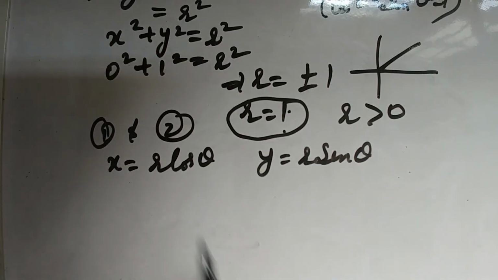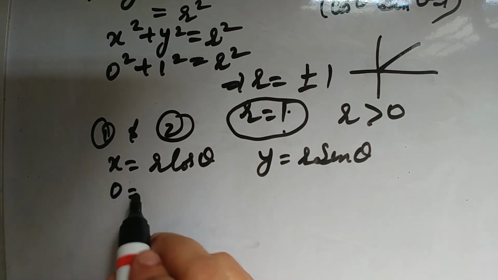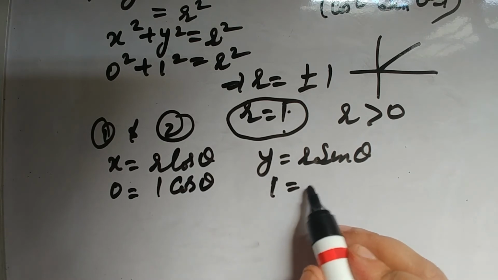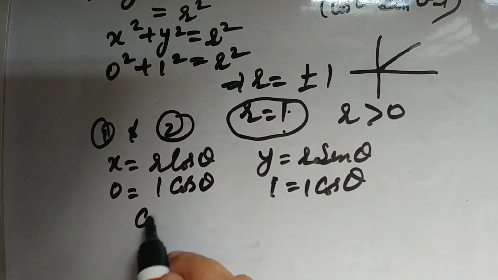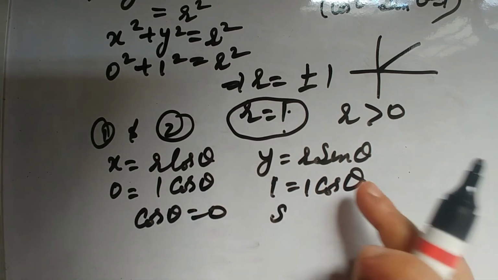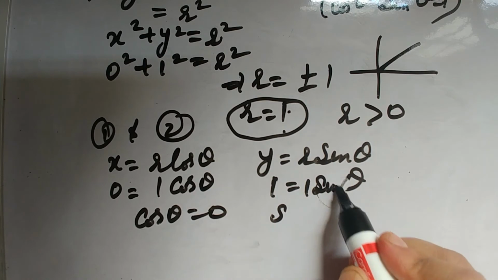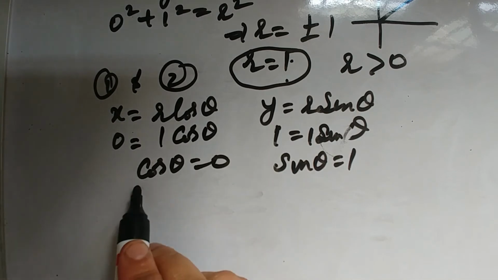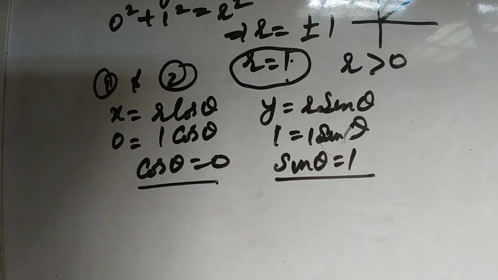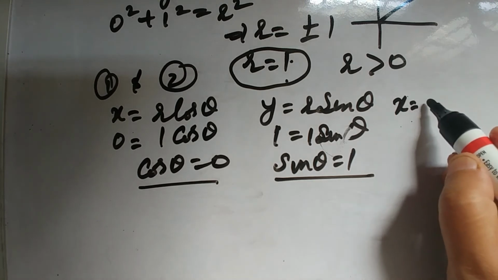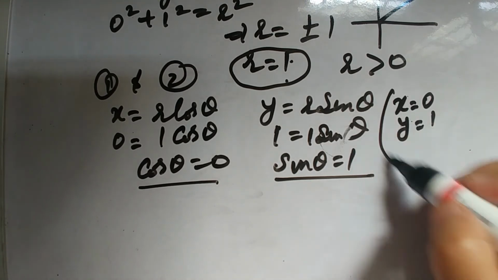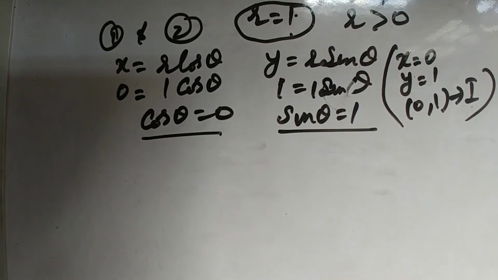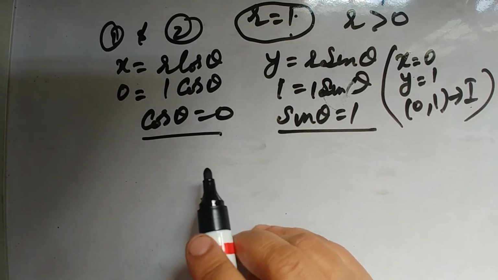Now I get x as 0 and r as 1, so it is cos theta. And y is 1 and r is 1, so it is sin theta. So I get cos theta as 0 and sin theta as 1. From here it is very clear that x was 0 and y was 1. So if I convert it to a point, the point will be (0, 1), and this point is lying in the first quadrant, because in the first quadrant both cos and sin are positive.